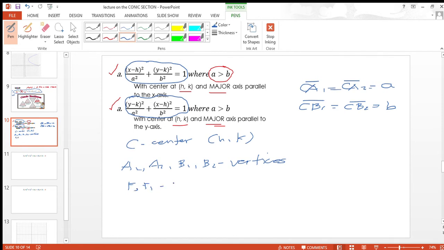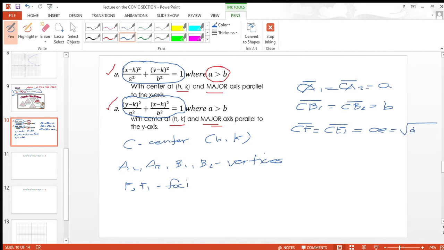F and F1 will now be called our foci, plural for focus. And then what do we need to remember there? Center to focus is the same as center to focus 1. And the distance of this is AE, where AE will have the value square root of A squared minus B squared. So we don't have time to derive all of this. We have very limited time, but anyway, I'll just go directly to how we compute values.